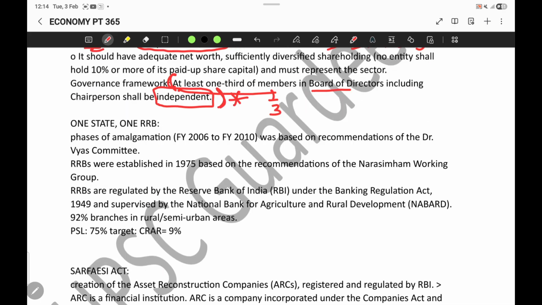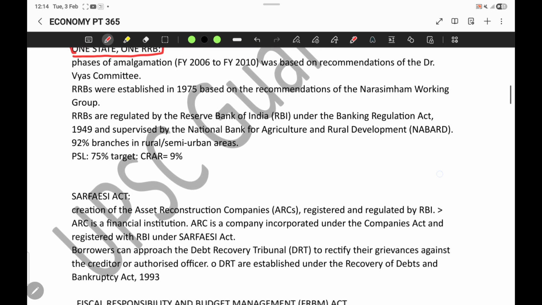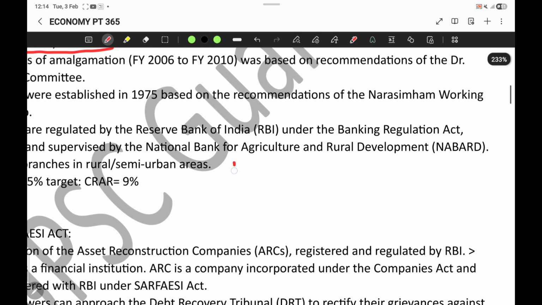The next initiative that has been started by RBI is one state, one RRB. The government is coming up with an initiative like one state, one RRB. So let us understand some basic points of RRBs, Regional Rural Banks. Which committee has recommended RRBs? It is the Narasimhan Committee.